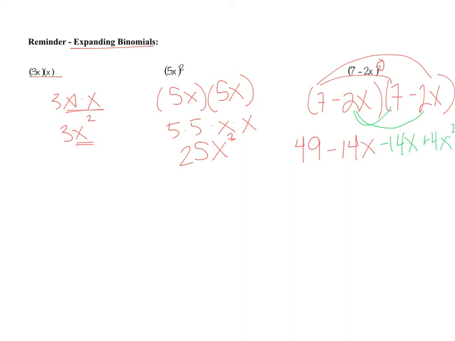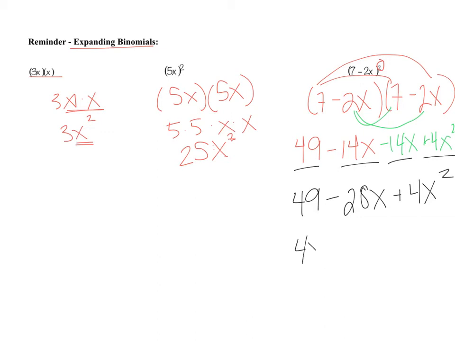So when I combine all of these terms together, I get 49 minus 28x plus 4x squared. Or if you like writing it in standard form as I do, I would put the 4x squared first, minus the 28x, and then lastly plus my 49. So this is expanding or multiplying binomials, or in this case, monomials.